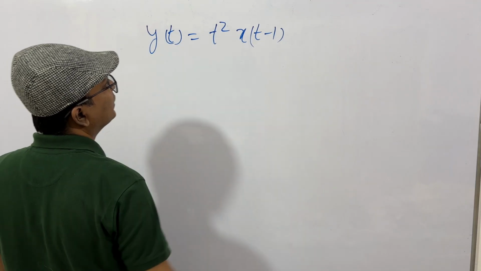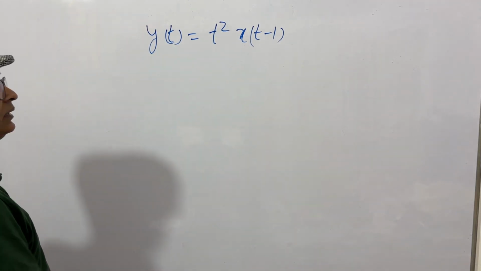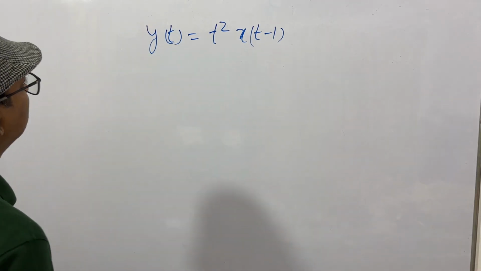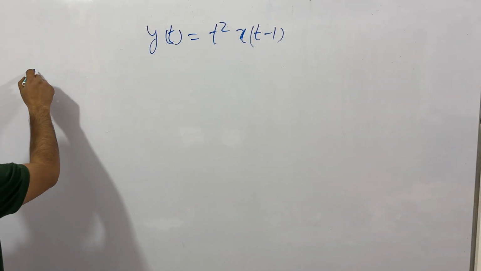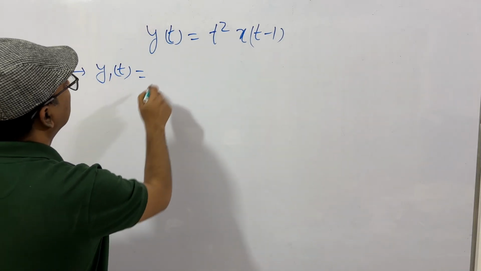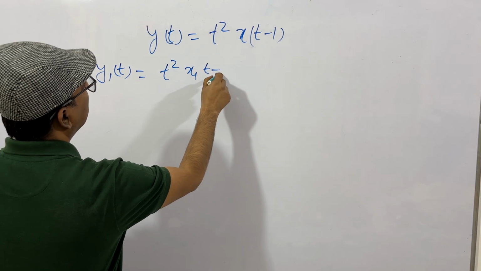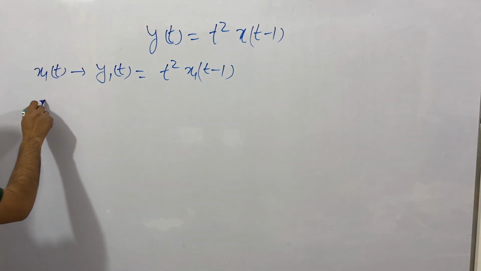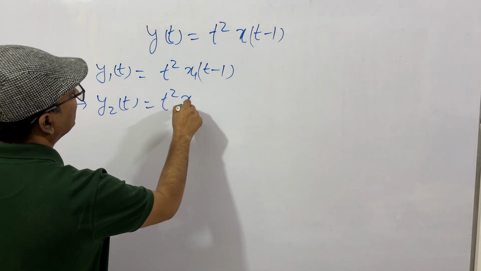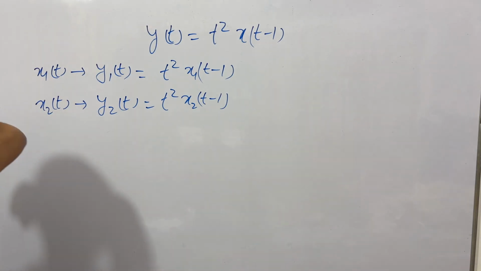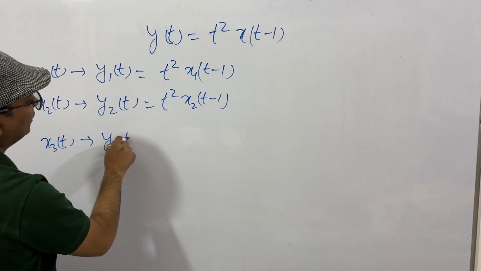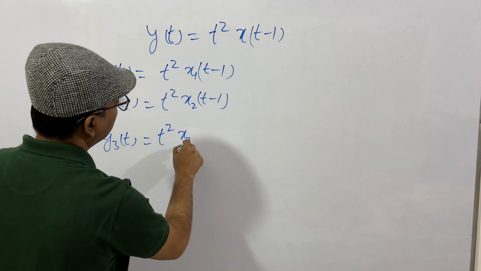y(t) is equal to t square x(t minus 1). Let's see whether the system is linear or not linear, and let's see whether the system is time invariant or not. First, we'll check for linearity. Let's say for x1(t), our y1(t) will be t square x1(t minus 1). Simple. For x2(t), your y2(t) will be t square x2(t minus 1). Very simple. What it will be for x3(t)? It will be t square x3(t minus 1).